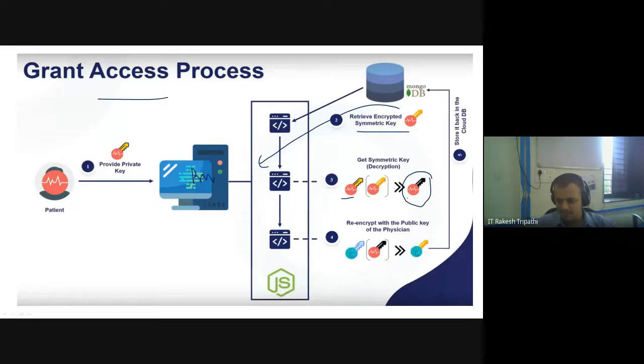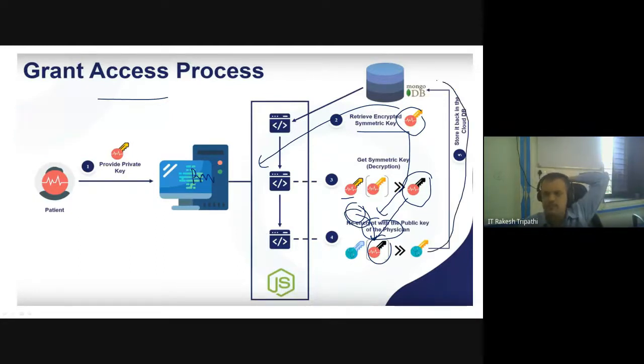I encrypt the symmetric key with the public key of the physician, the physician with whom I want to share my record. So this symmetric key I decrypt with my private key. Then that symmetric key I encrypt with the public key of the physician who wants to see my record. And this I put in my database.